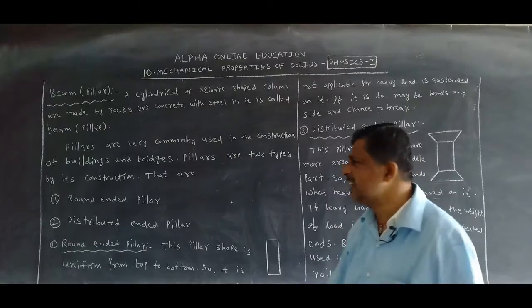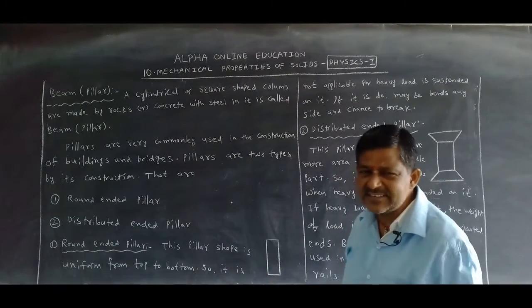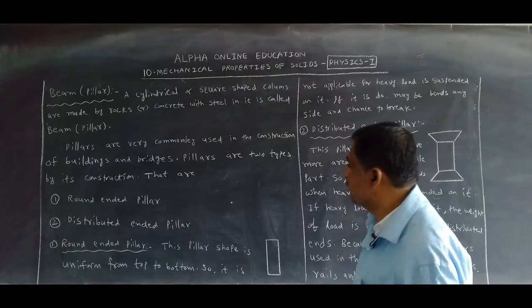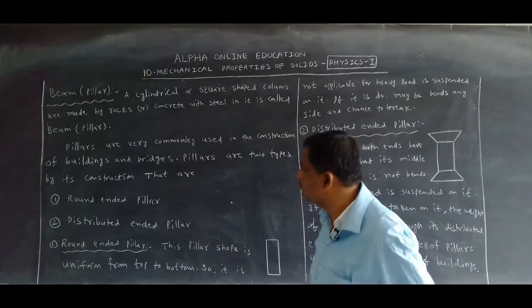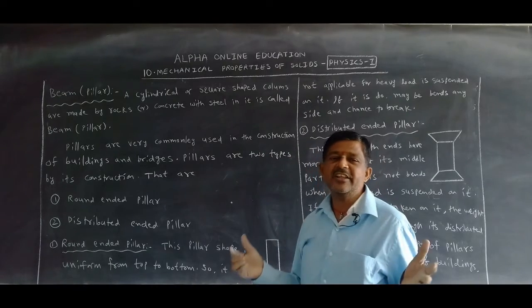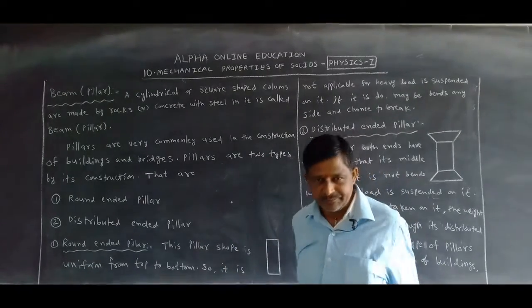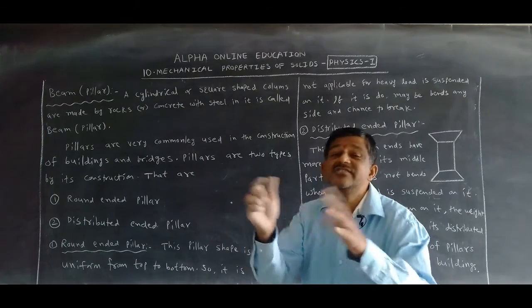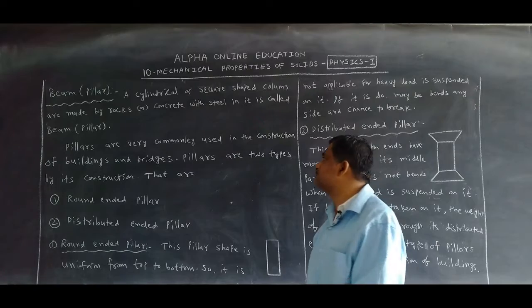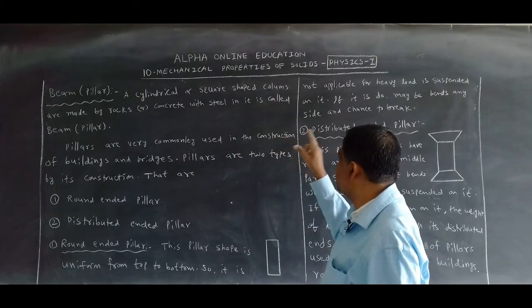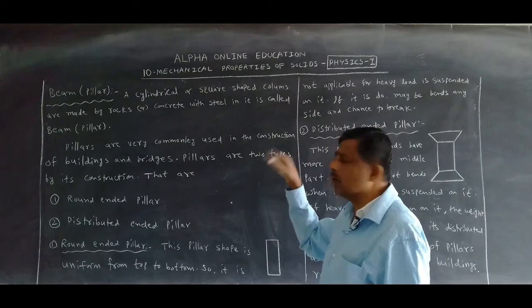We can design like that only. It exists in every room nowadays, in buildings and bridges also. A cylindrical or square shape. Especially in our houses, we can see a square shape, and in bridges, a square shape or cylindrical shape. Cylindrical or square shaped columns are made of rocks.